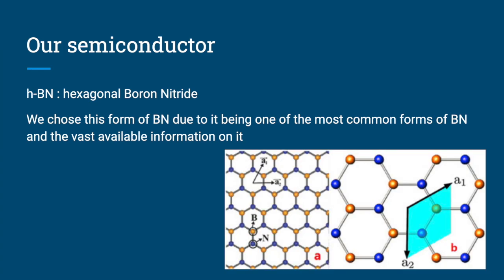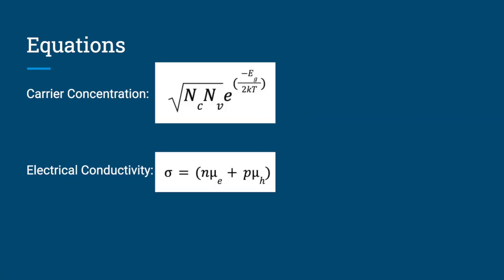So our semiconductor is HBN, hexagonal boron nitride. We chose this form of BN due to it being one of the most common forms of boron nitride and the vast available information on it. The two main equations we're going to be using today are the carrier concentration equation and the electrical conductivity equation.